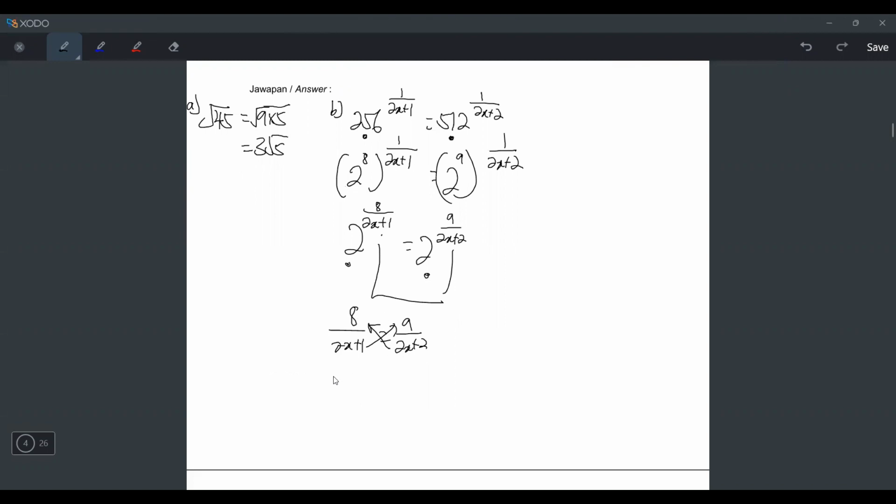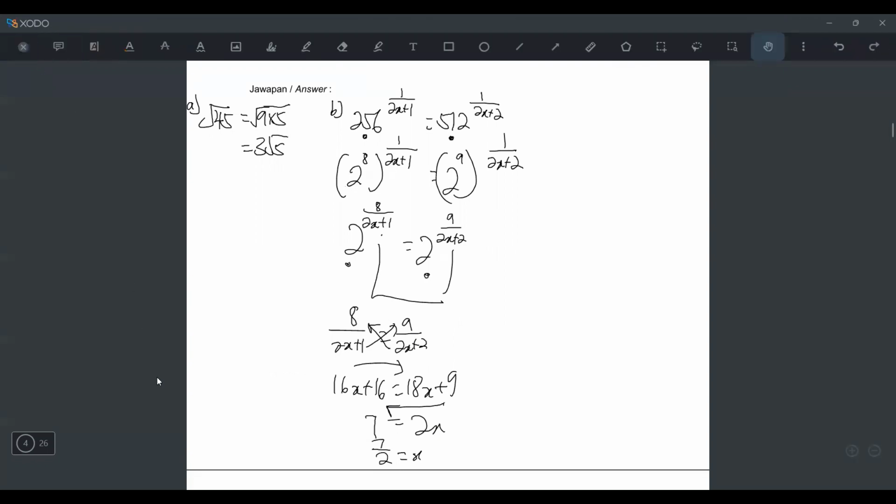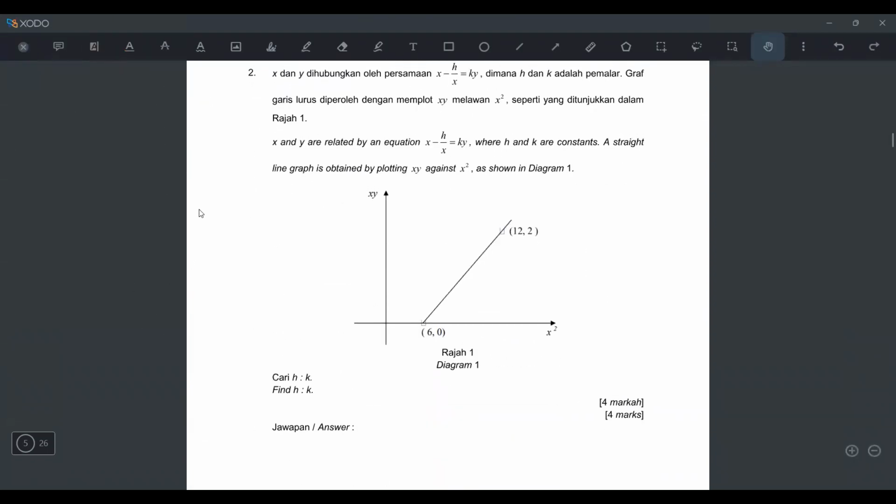Now you see that something over something equals something over something, so you can cross multiply. So 8 times 2x is 16x, 8 times 2 is 16, 9 times 2x is 18x, 9 times 1 is 9. 18x minus 16x is 2x, plus the 9 moves there and becomes minus, it will be 7, so x equals to 7 over 2, right? So that's the answer for question 1.